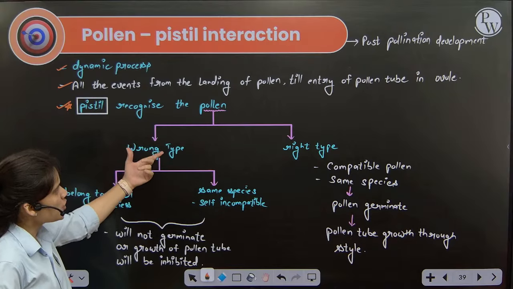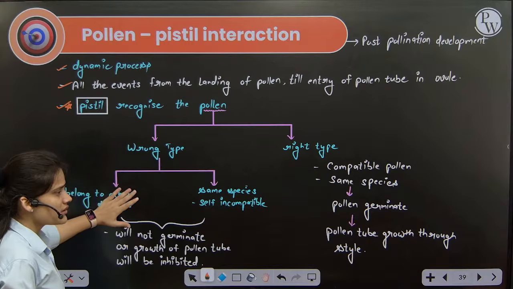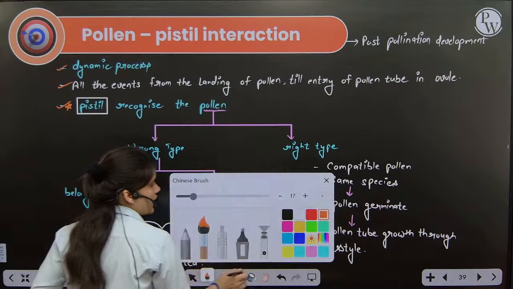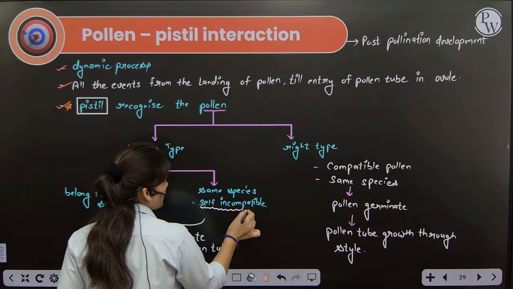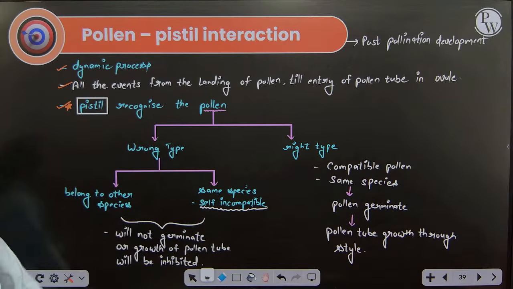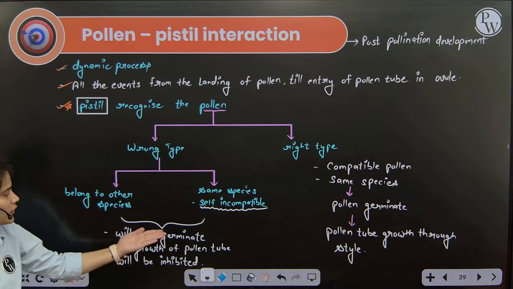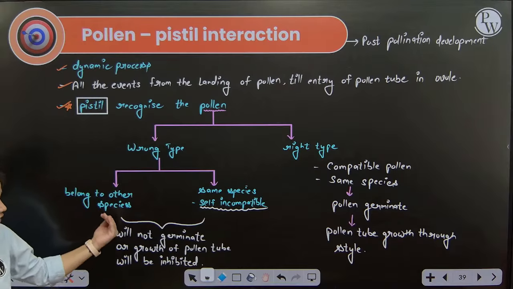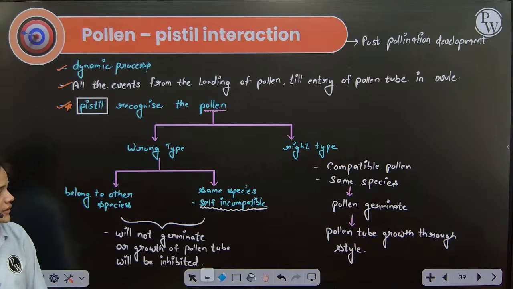In case of wrong type of pollen, it either belongs to some other species, or it is from the same species but it is self incompatible, not able to germinate or form a pollen tube. Then also it is the wrong type of pollen grain. In both these cases, what happens? That pollen grain will not germinate, or its growth of pollen tube inside the female reproductive part is inhibited.